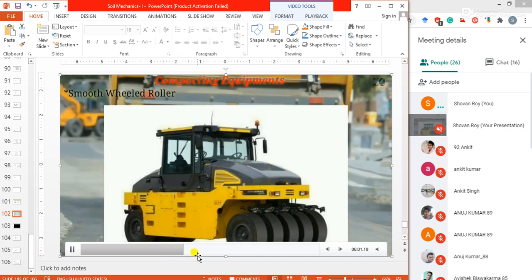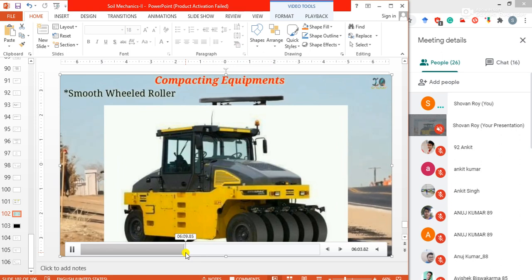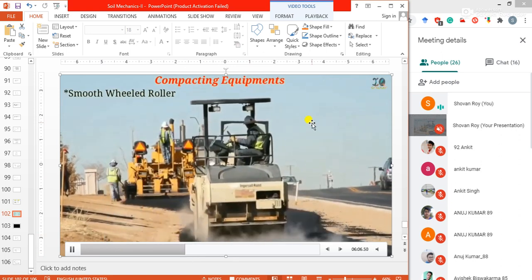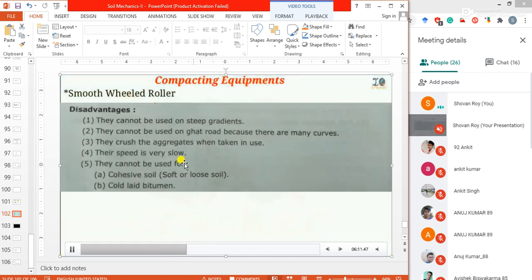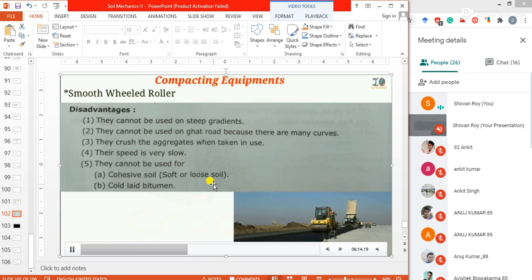This is another type, smooth wheel roller. These are actually mechanical things, and daily they are developing new kinds of things. So there are various types of rollers. The basic type is the smooth wheel roller, but different companies are there, like Cat, lots of companies. Construction companies are developing these machines daily. So this is mechanical stuff normally. As civil engineers, we should know the basic types.